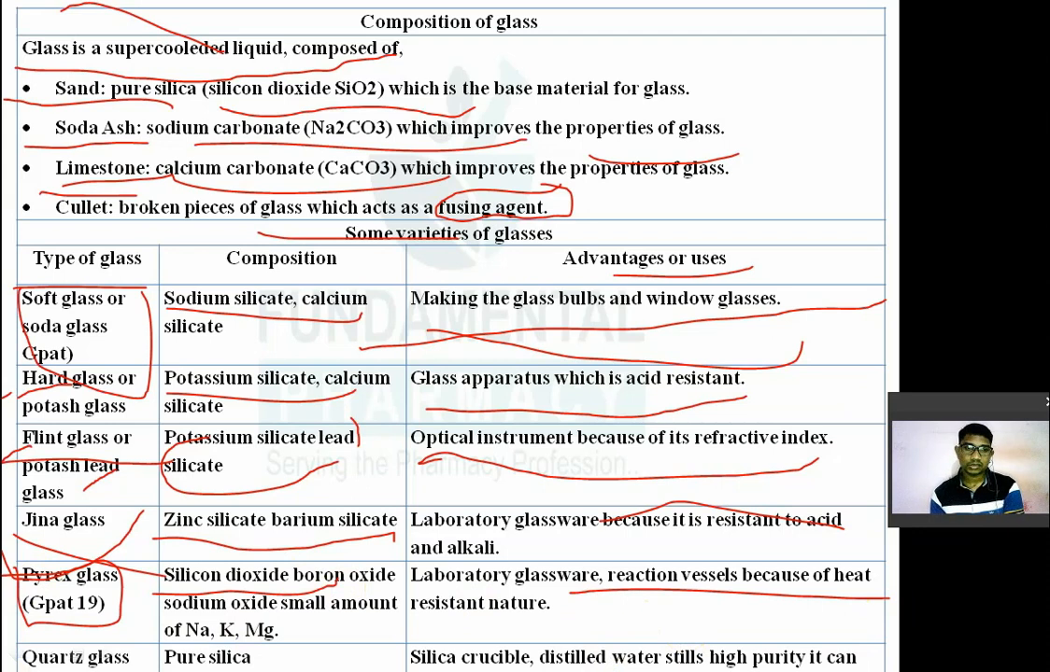Then quartz glass. It is pure silica. Quartz glass is made up of pure silica. It is used for silica crucibles and distilled water stills of high purity. It can withstand a temperature of 1000 degrees Celsius. These are the types of glass.